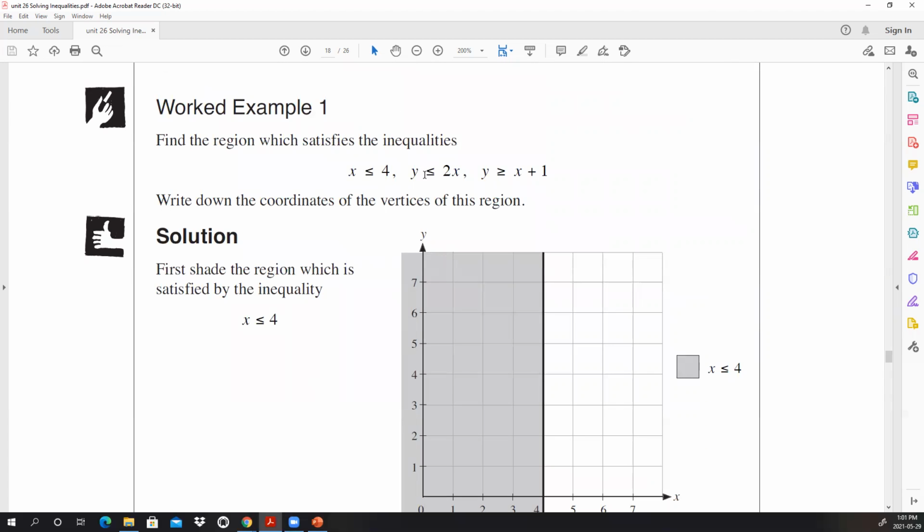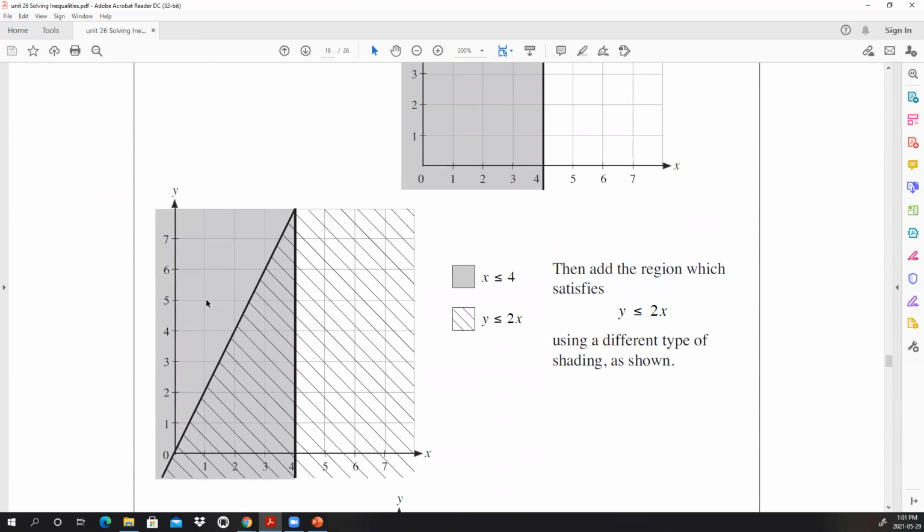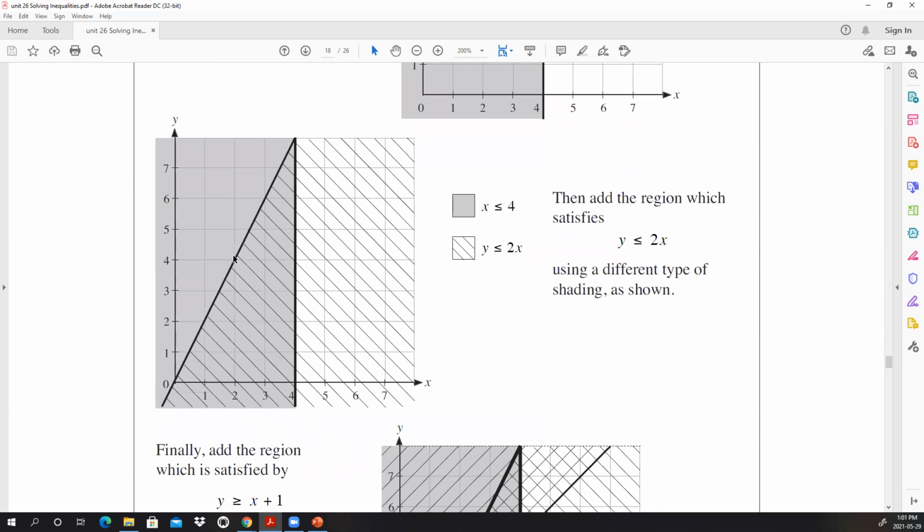For this piece here, y is less than 2x. So far you have x is less than 4 and you have 2x is greater than y. So where both of them overlap is in this region right here.